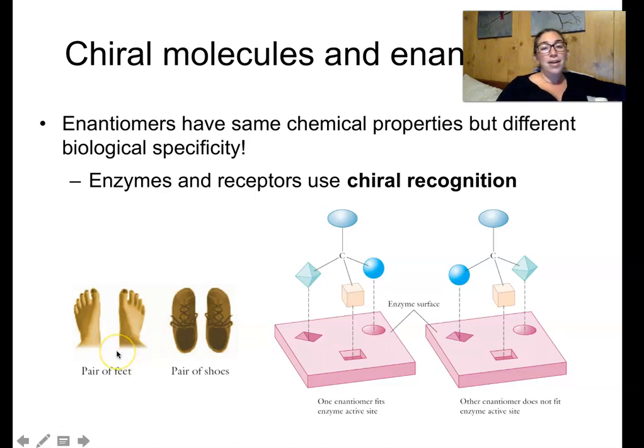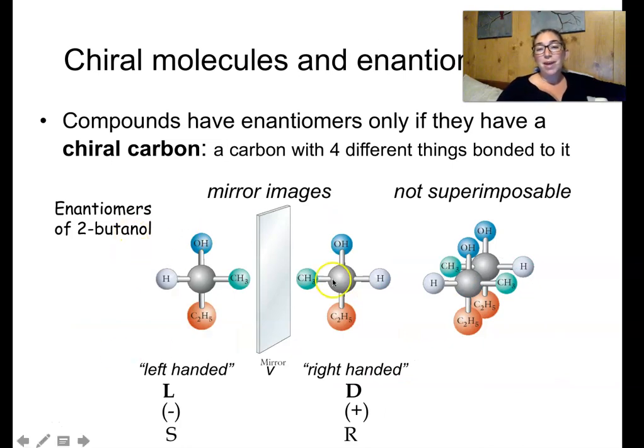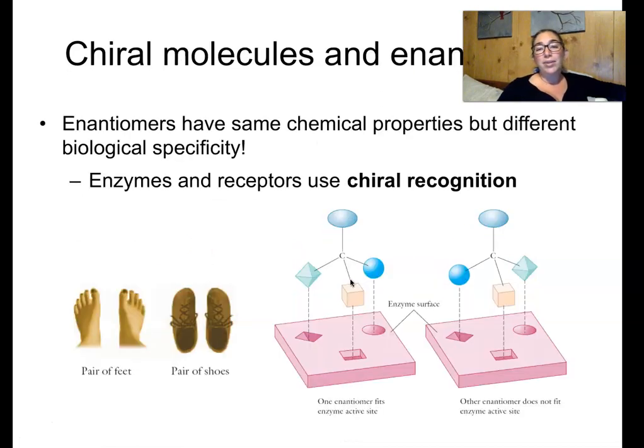Okay, so whether molecules are left-handed or right-handed is, chemistry-wise, not all that important, because both of these molecules have the same exact chemical properties, the same boiling point, the same melting point, the same density. They're going to have all the same physical and chemical properties. But where it becomes really important is in biological systems, because in biology we have enzymes and receptors that recognize specific enantiomers.